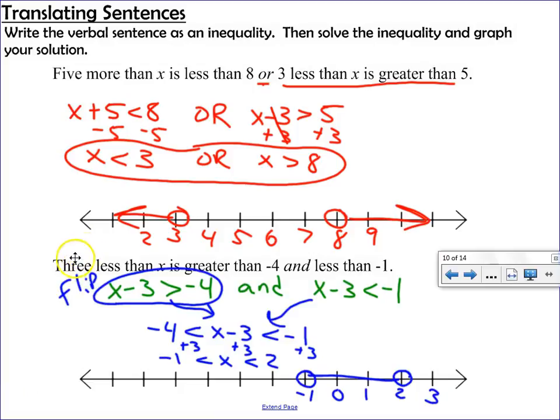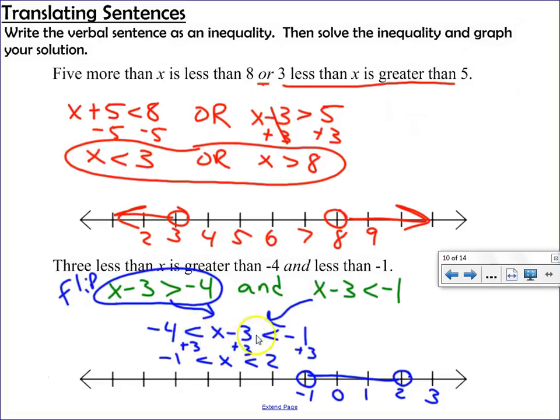Okay, so the way to write it, we take our words. 3 less than x is greater than negative 4. And less than negative 1. Well, what's less than negative 1? That is the same expression. So 3 less than x is less than negative 1. So if it's an and, we can combine it into one by flipping this one over. So we say instead of x minus 3 is greater than negative 4, we flip it and say negative 4 is less than x minus 3.